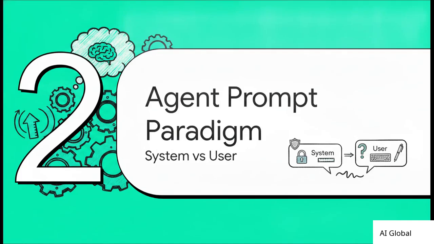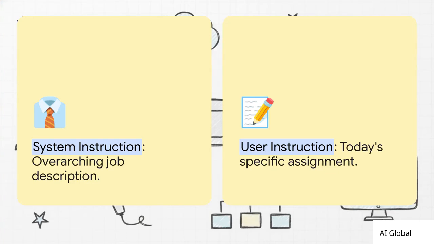Moving on to Section 2, the Agent Prompt Paradigm, System versus User. Grasping this paradigm requires a pretty big mental shift in how we interact with software. Think of it through this analogy. A system instruction is basically the overarching job description. It tells the agent, you are a senior analyst, always verify claims, never expose private information. That sets up long-term overarching behavior.